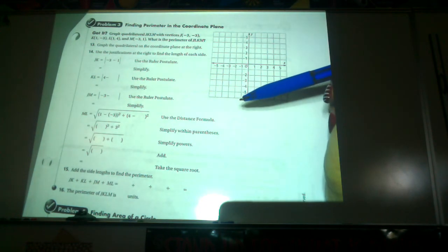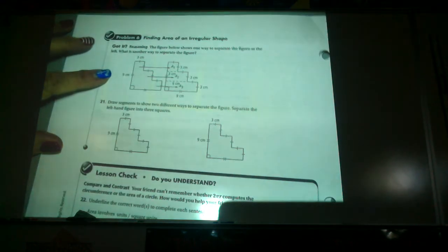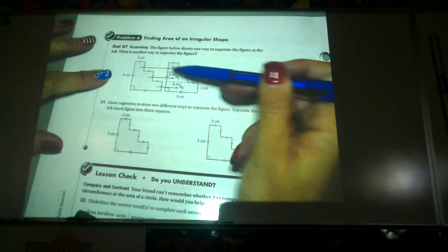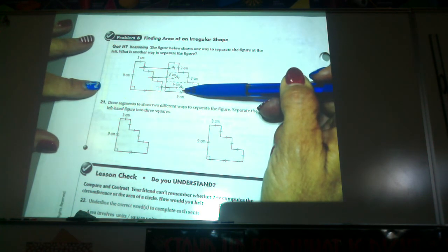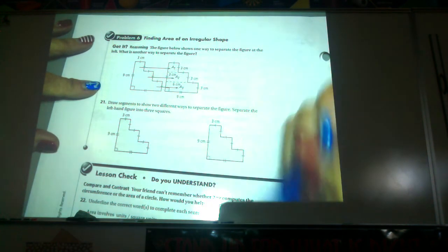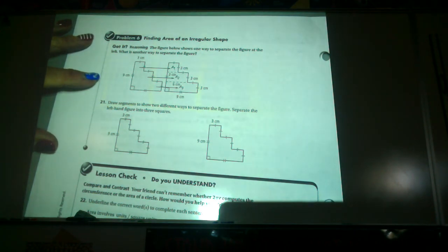You're going to use the distance formula to find the side lengths, and then you're going to add those sides up. Area of a circle we already discussed was pi r squared. I don't think you need that. And then these shapes are weird shapes. You had those last year also. Cut them into pieces, find the area of each piece, and add them together. And that's it. Most of this should be a complete review of stuff that you've done in the past.